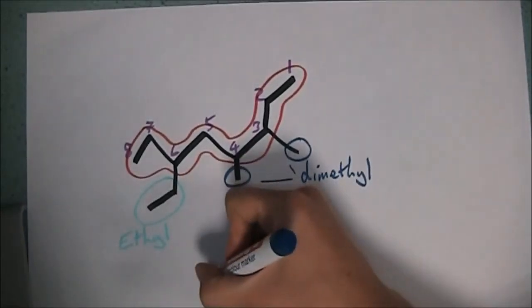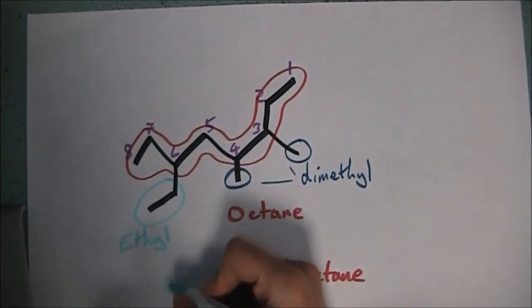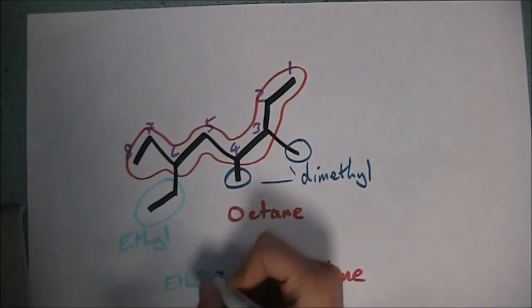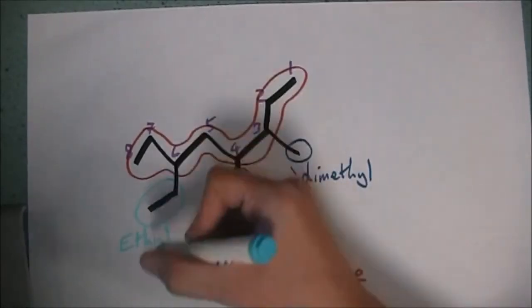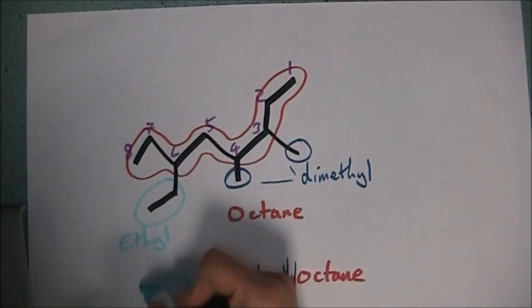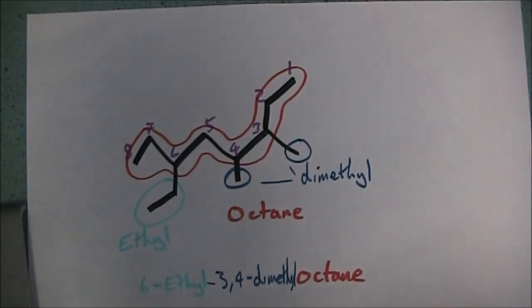Now before that, we're separating the letters and numbers with another hyphen, because I'm going to put an ethyl group in. And the ethyl is on the 6th position. It'll be 6-ethyl-3,4-dimethyloctane.